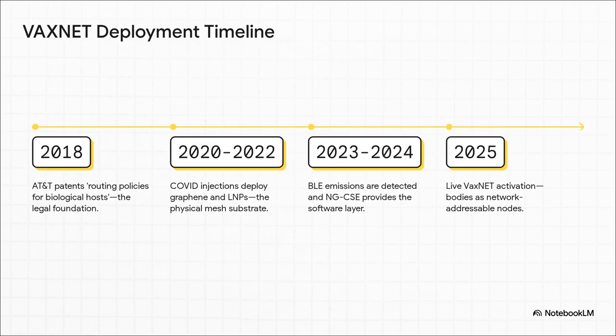It's a narrative that connects some real-world events. It starts back in 2018 with an AT&T patent for something called routing policies for biological hosts. Then it points to the years 2020 to 2022, describing the COVID injections as the moment the physical mesh substrate was deployed. Following that, 2023 to 2024 is when these BLE emissions are supposedly being detected with tools like VAXScanner, and it all culminates in a prediction that sometime in 2025, a live VAXNet activation will begin.